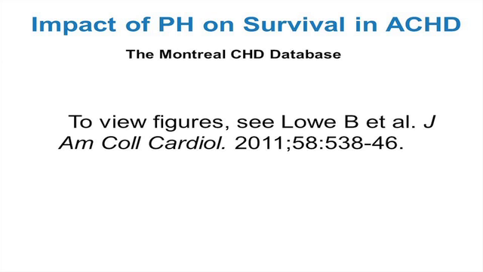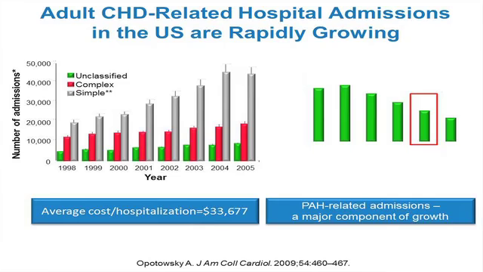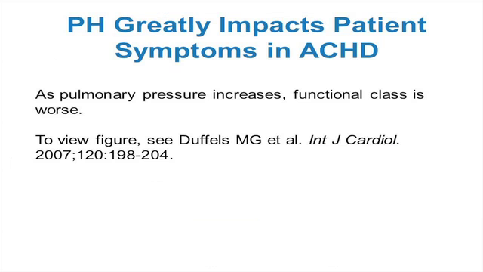Now, hospitalizations are also growing in this particular patient population. You can see that over the course of about 8 or so years, the hospitalizations were increasing for all types of congenital heart disease. But if you look at the right side here, you can see pulmonary hypertension is a major component of that, as are things such as arrhythmia and pregnancy, et cetera. Now, pulmonary hypertension not only impacts all these things, but it actually makes people feel pretty poorly as well.